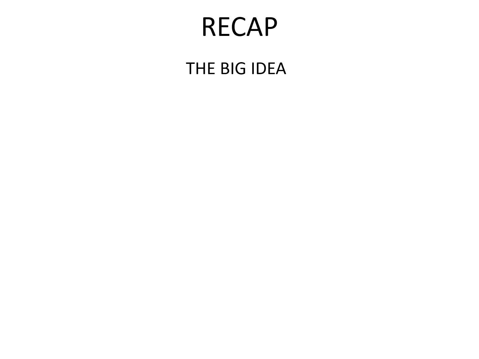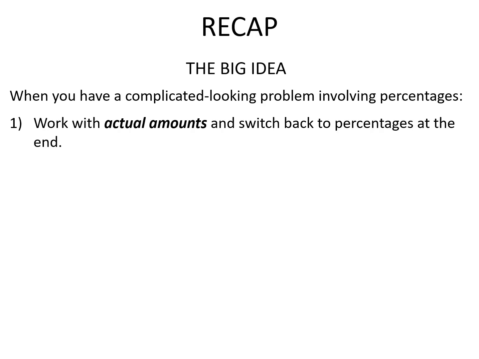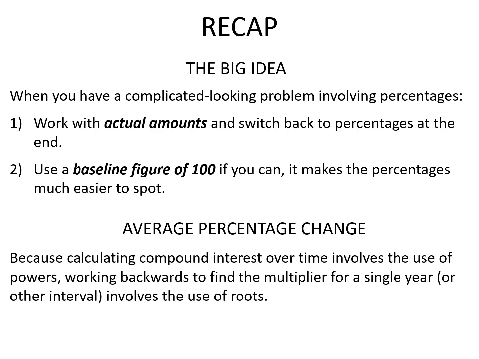But to recap, the big idea in today's session was whenever you've got a complicated looking percentage problem, work with actual amounts and switch back to percentages at the end. Wherever possible, use a baseline figure of 100. 100 makes the percentages much easier to spot. The second thing we looked at was average percentage change. And when you're dealing with compound interest over time, this always involves the use of roots, because compound interest is powers, so when you go backwards, you have to use roots. That's it for this session. Now, work through the questions that you have been set.